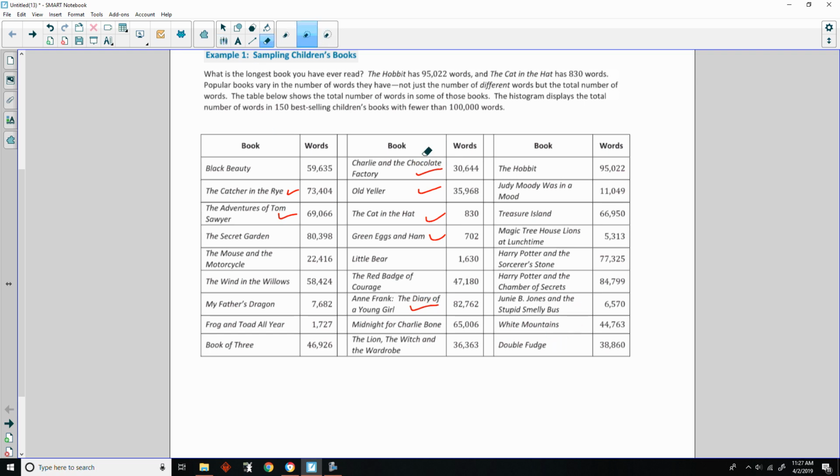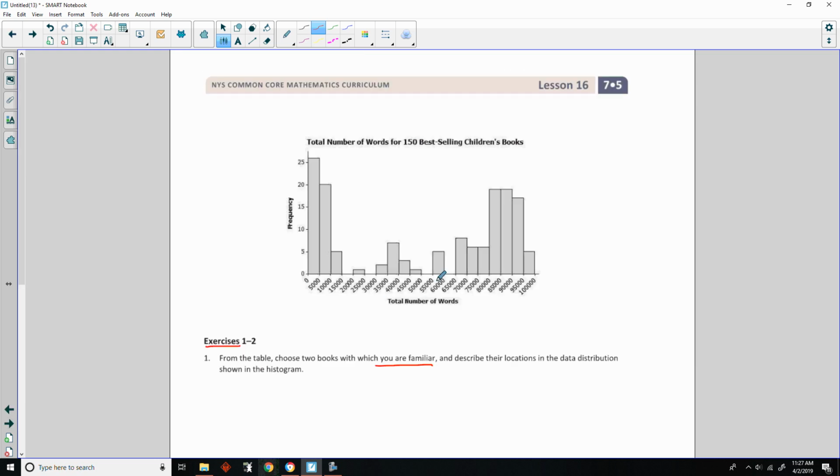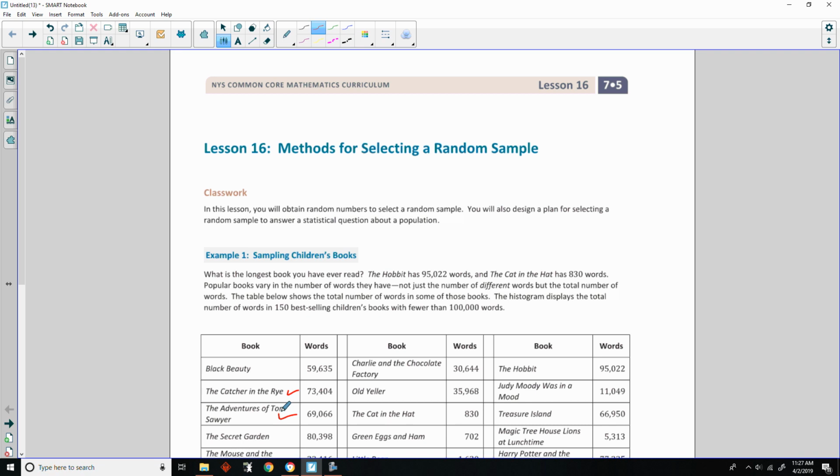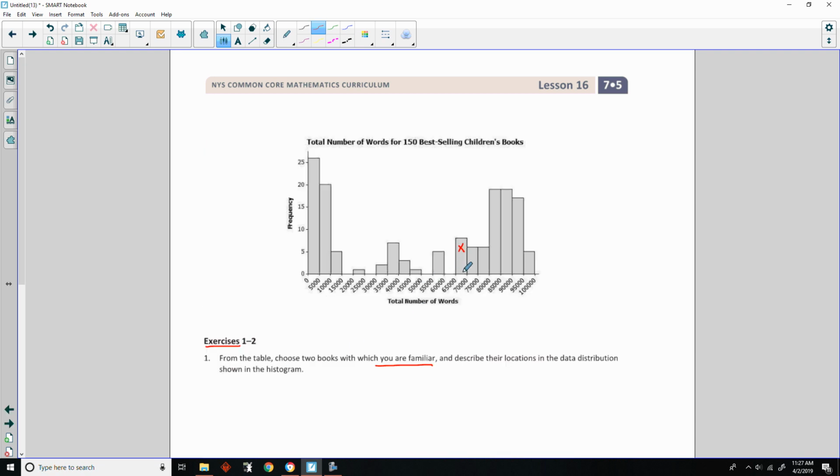Okay, so let's just make this easy and let me just pick these 2. The Catcher in the Rye, 73,404 words. 73,000 would be in this histogram bar. And the other one was The Adventures of Tom Sawyer, 69,066 words. So that would also be in there. So the 2 I chose are in the same bar.